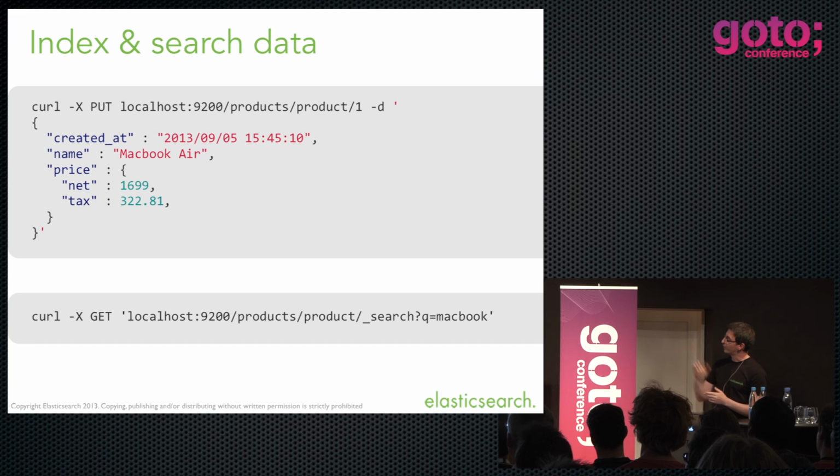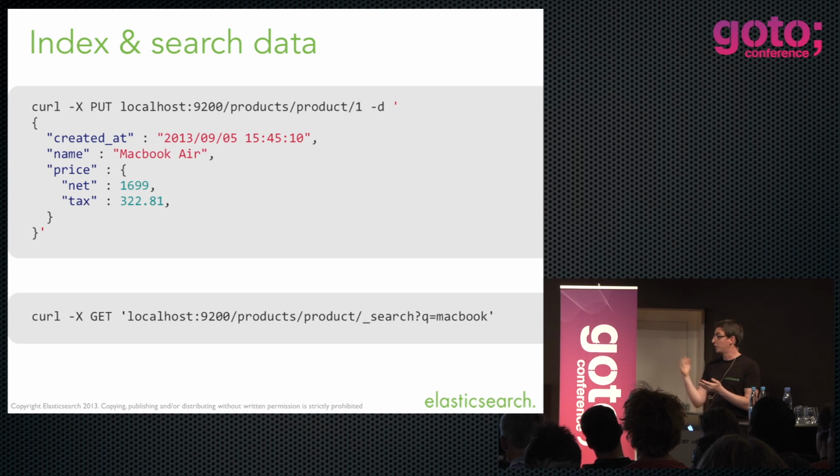What you can see in the first line is the URL which is being referenced, localhost 9200, which is the port Elasticsearch runs on. Products is an index, product is a type, and one is an ID. This is how you reference a single document via the URL. And the rest of the document is basically the body. Again, you can see it's a simple JSON object.